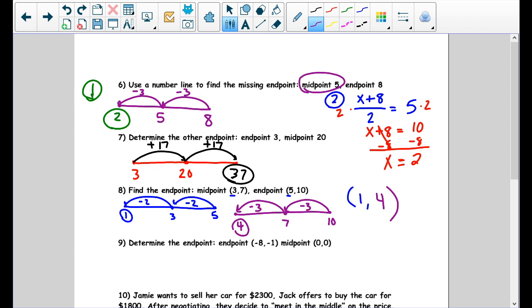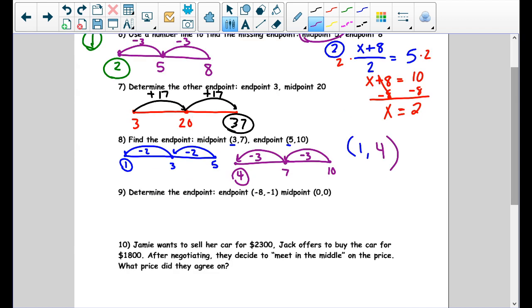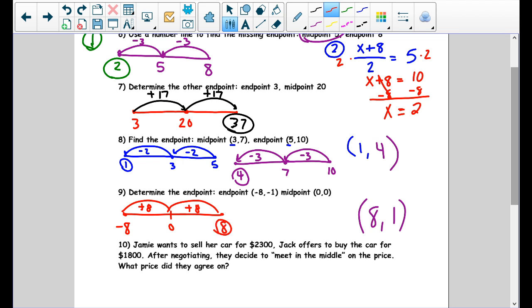Alright, try number 9, and then we'll check it up here on the board in a minute. Number 9. Who's got my answer for number 9? What is it? 8 and 1. So let's take a look here real quick. 0 is my midpoint, and negative 8 is smaller than 0, so I'm adding 8 here. 0 plus 8 gives me 8 for my x.